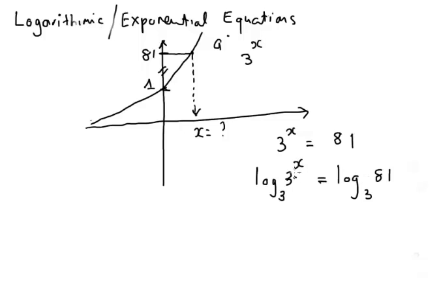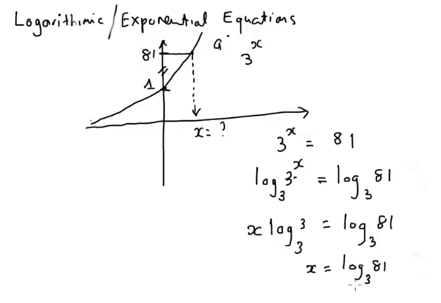What's going to happen here? Do you remember the property? So I'm going to have x log base 3 of 3 is equal to log base 3 of 81. Does that make sense? Can I simplify from there? Log 3 base 3, what is that equal to? Which means x is equal to log base 3 of 81. That is the answer. If I didn't know what to do, I can give that expression like that.